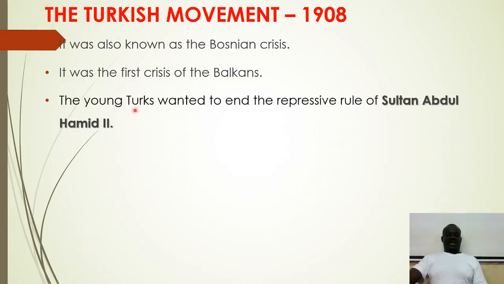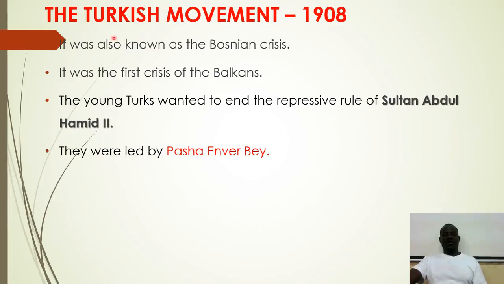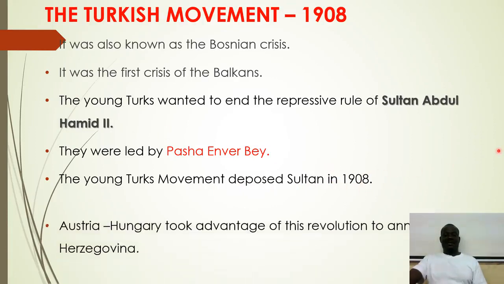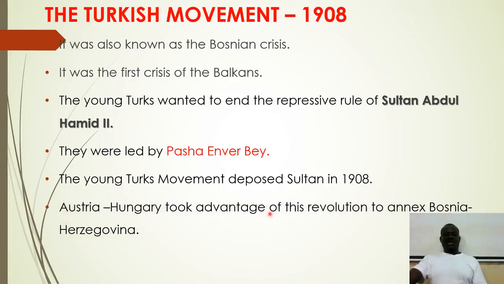The Young Turks wanted to end the repressive rule of Sultan Abdul Hamid II, who was the ruler of Turkey. They were led by Pasha Enver Bey, who was the leader of the Young Turks. The Young Turks movement deposed Sultan Abdul Hamid II in 1908. He was removed from his position as the leader. So Austria-Hungary took advantage of this revolution to annex Bosnia-Herzegovina. That's where you have to understand it very well.